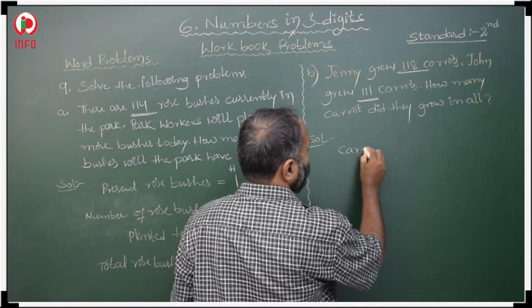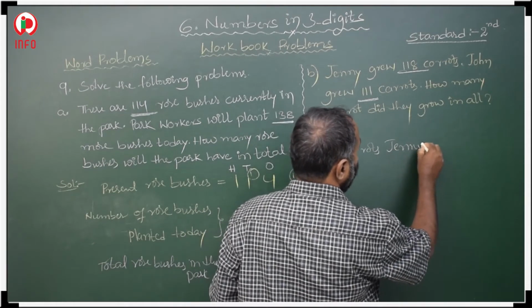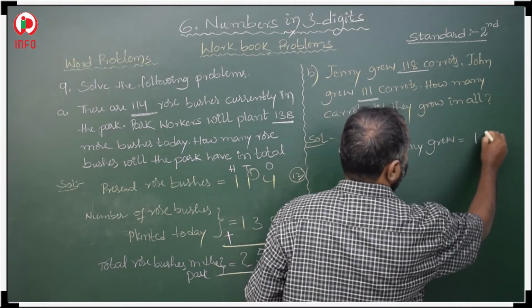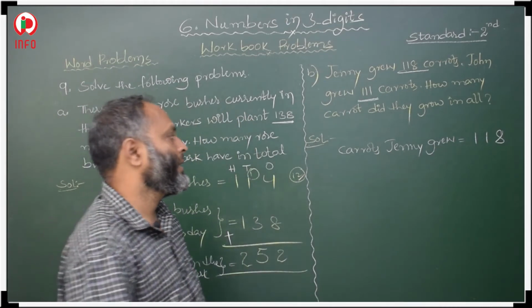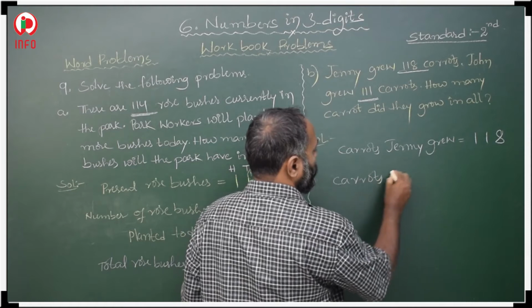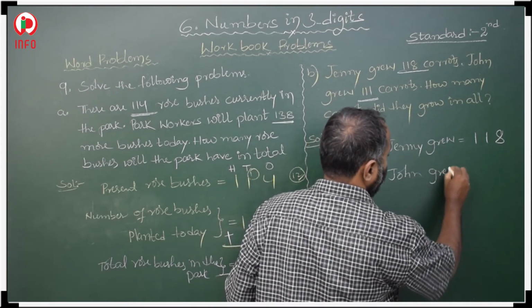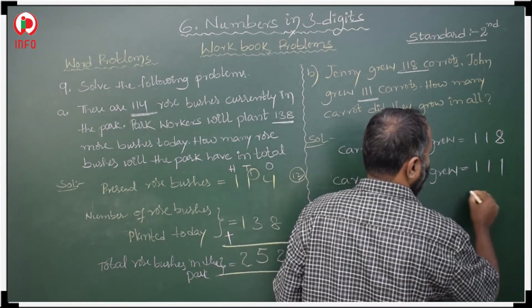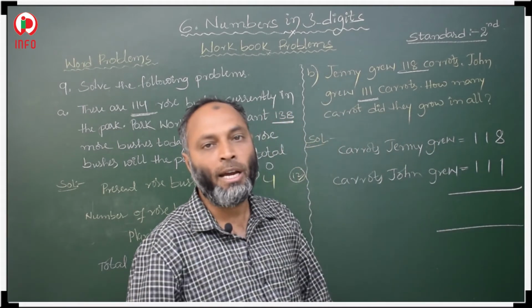Carrots Jenny grew is equal to 118 carrots. Then number of carrots John grew. How many? 111. Then total carrots we have to find. Total means we have to add.